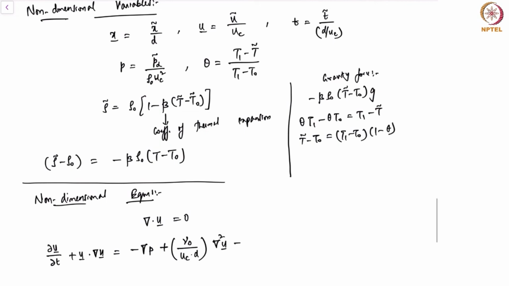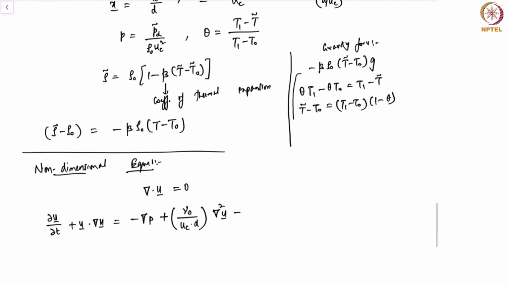Okay. So therefore my gravity term essentially becomes minus beta rho naught of t1 minus t0, this is a vector g, that is 1 minus theta times the vector g, and this essentially becomes minus beta rho naught t1 minus t0 1 minus theta. This gravity becomes minus g Ez.